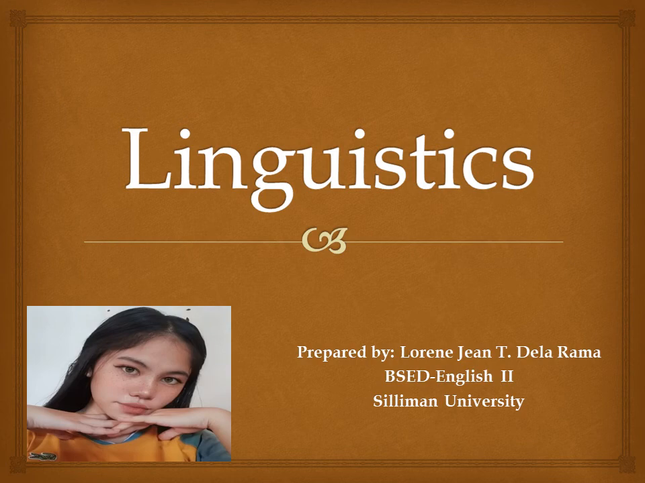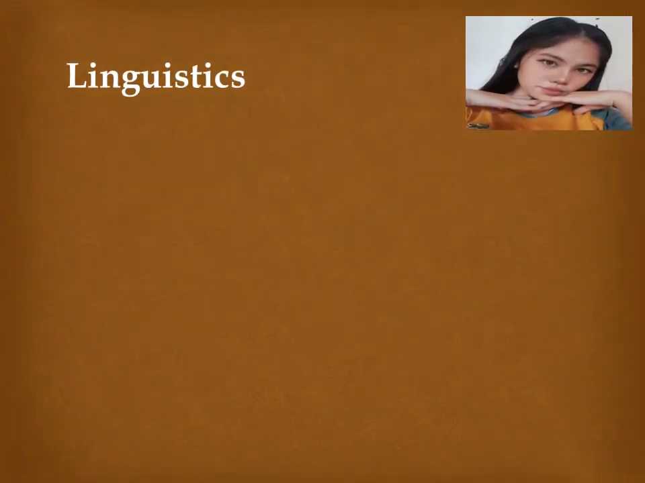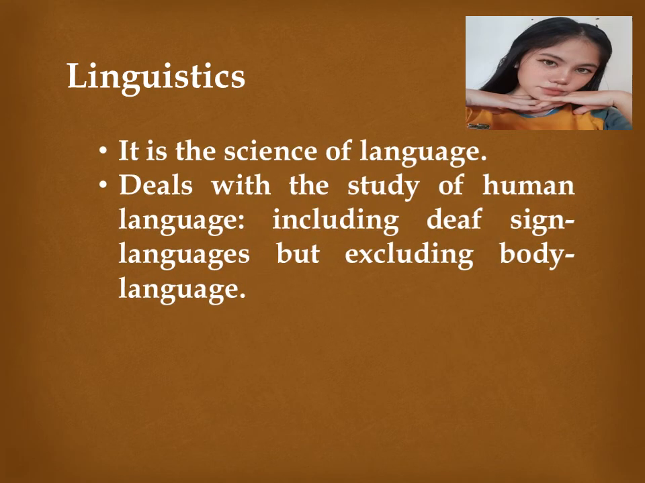First, what is linguistics? How do we define linguistics? Alright, it's stated here that linguistics is the science of language. So why? Why is it that linguistics is known to be the science of language? Okay, so it is because it deals with the study of human language. So this includes deaf sign languages but usually excludes what is often termed body language. So human language is just one way in which people communicate with each other or gather information about the world around them.